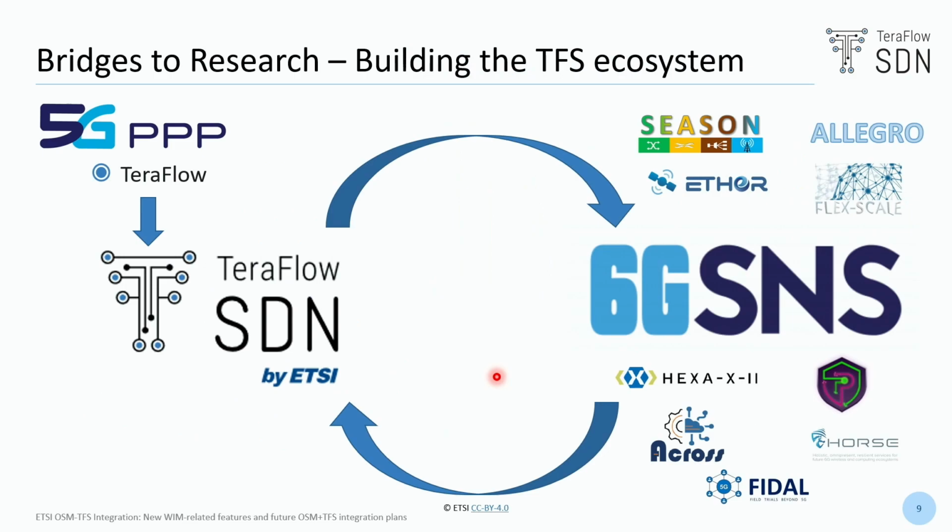And well, the good point of TeraFlow is that it enables building an ecosystem. I mean, bridging the research with the ecosystem. That way, for instance, from this 5G PPP project, TeraFlow 1, we created ETSI TeraFlowSDN, and that can be used to feed 6G SNS. In particular, we have many research projects that are interested or manifested interest in contributing or using TeraFlow in a way or another. That's good. As I said, it will make the community grow.